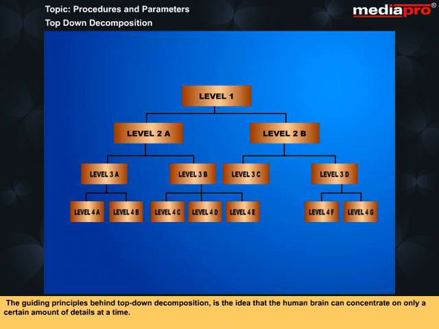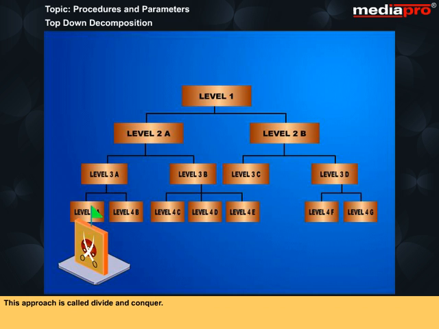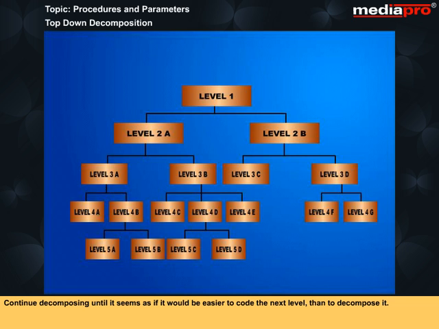The guiding principle behind top-down decomposition is the idea that the human brain can concentrate on only a certain amount of details at a time. If you start with one general routine and decompose it into more specific routines step by step, your brain isn't forced to deal with too many details at once. This approach is called divide and conquer. Continue decomposing until it seems as if it would be easier to code the next level than to decompose it.